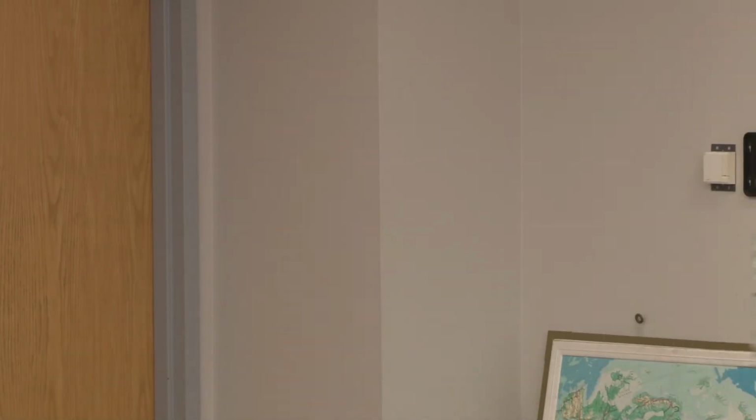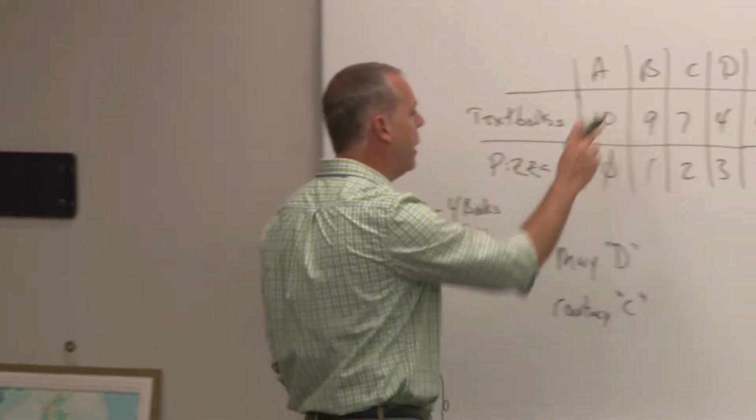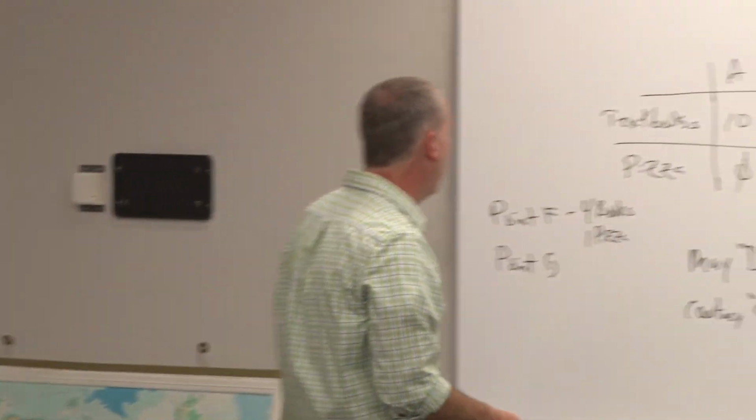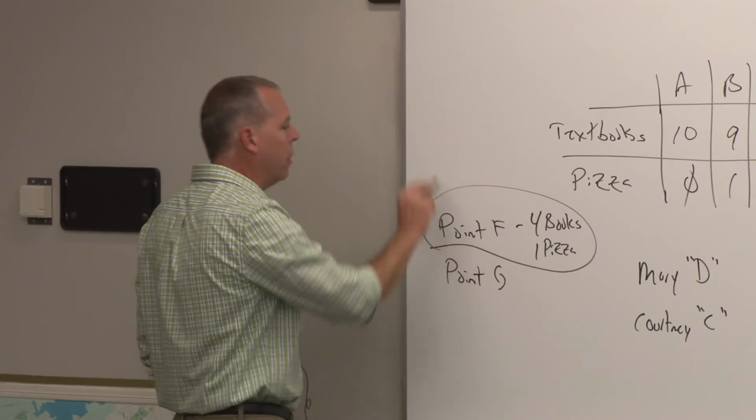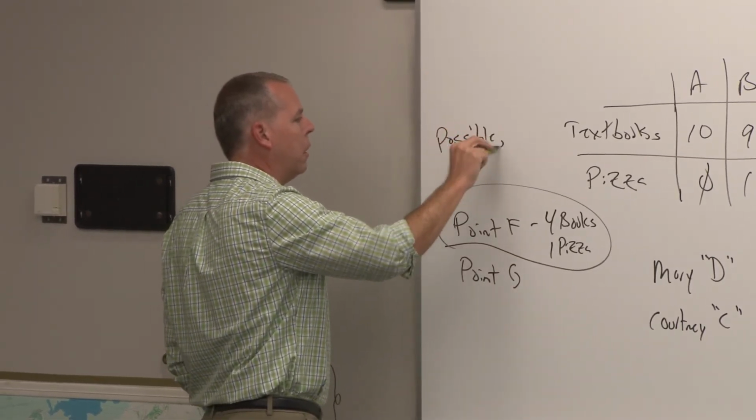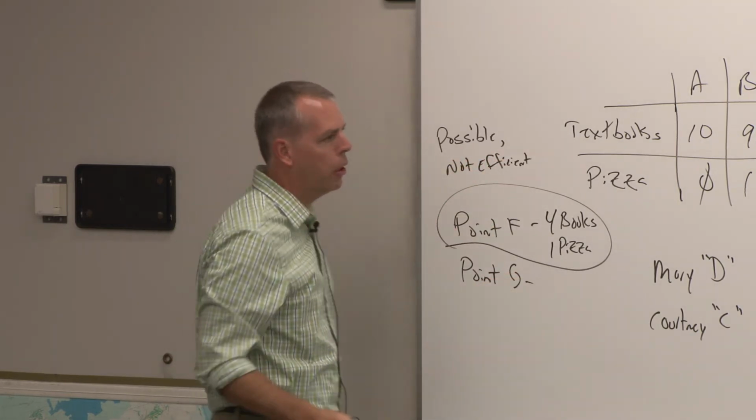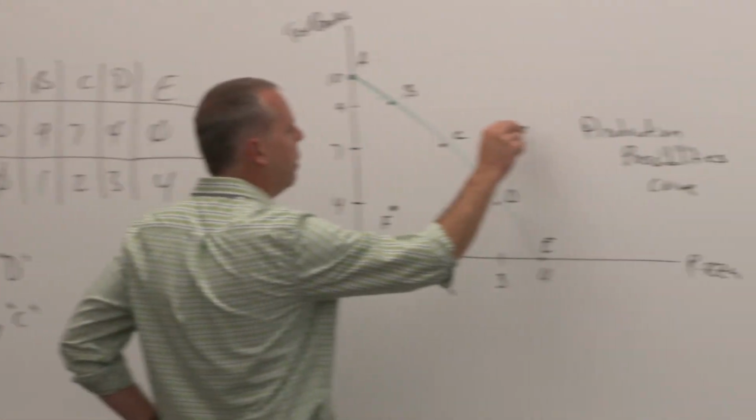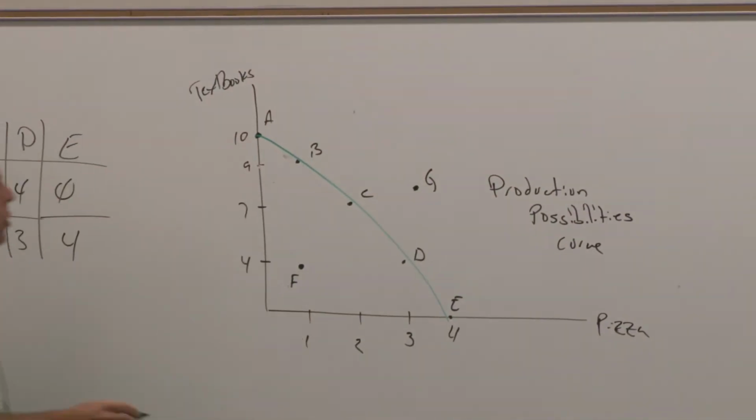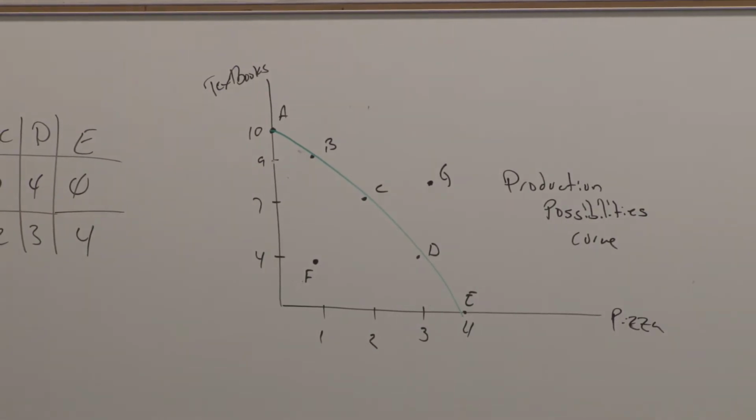So let's look at this guy for a second. 4 books and 1 pizza. Is he possible? Yeah. Because it's possible when we're making 1 pizza to make as many as 9 books. What do we have to do to make 4 books instead of 9? Yeah, just be inefficient. Just be lazy. That's all you got to do. Not have people work, right? So we see that this guy is possible, but not efficient. Let's look at point G. Point G, I'm going to stick out here. So point G here is 7 books.